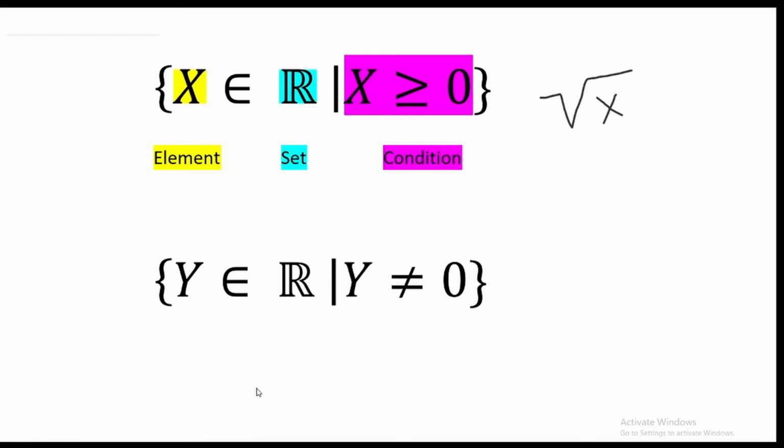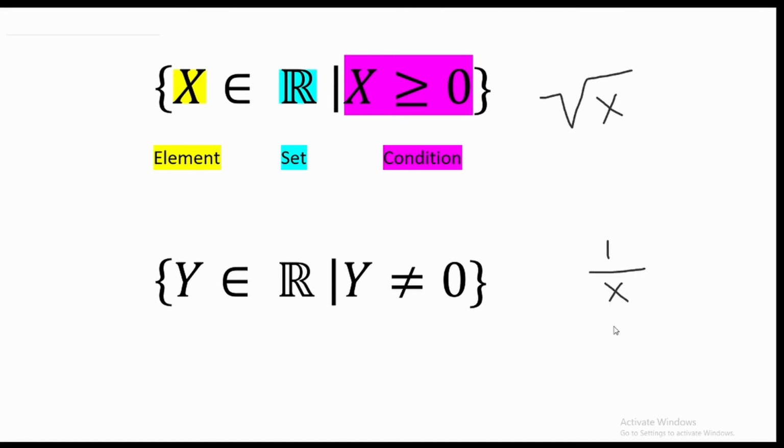Now let's take a look at this bottom set. So now we have y instead of x, so this could possibly mean the range of the function instead is the element of the real numbers, given that y is not equal to 0. Now you may not know this, but a possible function that has this range is 1 over x.